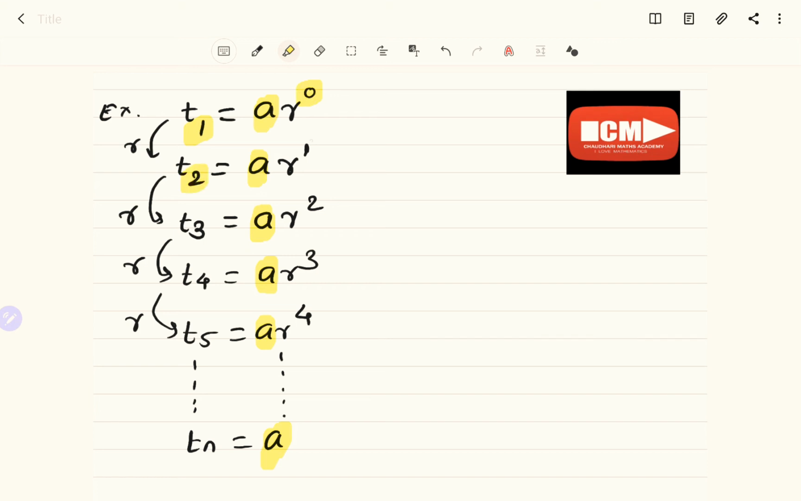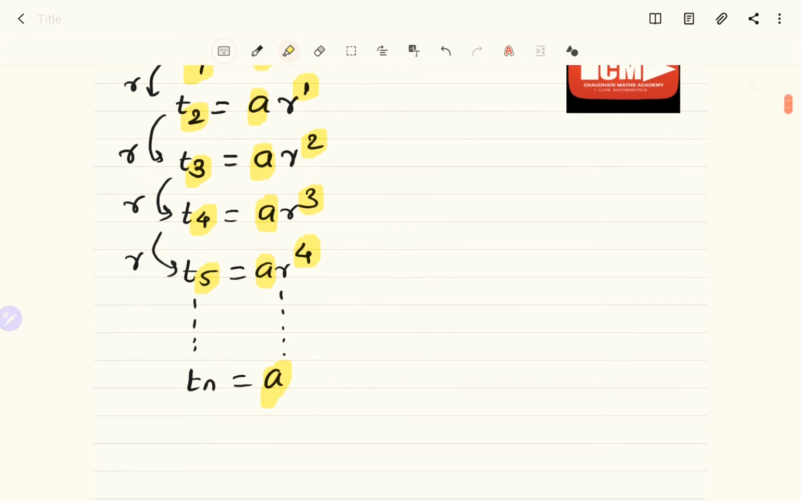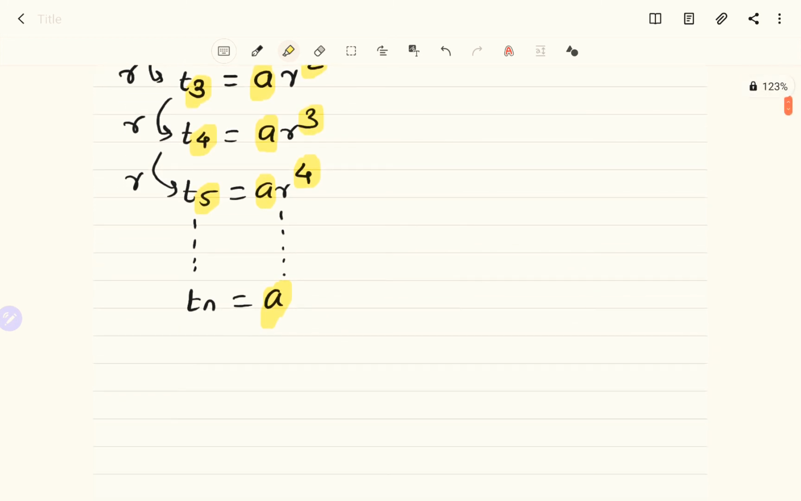If it is the second term, what is 2 minus 1? 2 minus 1 is 1. If it is the third term, the power of R is 3 minus 1, that is 2. If it is the fourth term, then the power of R is 4 minus 1, that is 3. If it is the fifth term, then the power of R is 4. So it is always one less than the term number. Whatever term you are trying to find, the power of R is always one less.